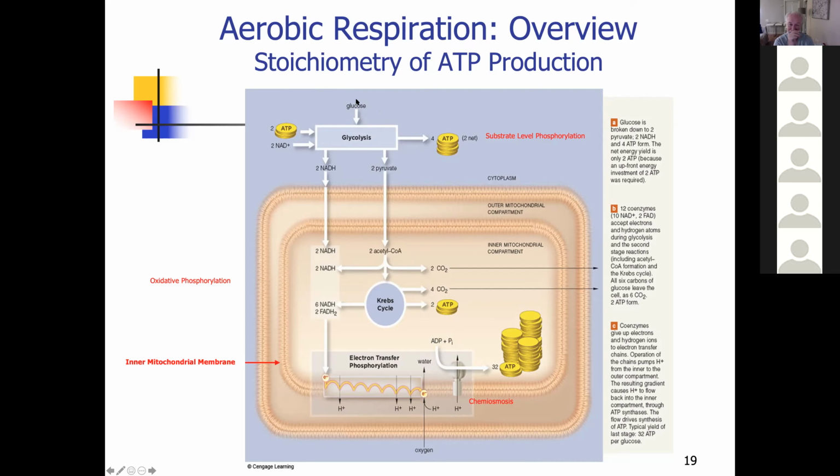So it depends on how you count. If you count these 4 as gross, you get 38. If you count them as net, you get 36 from one molecule of glucose.